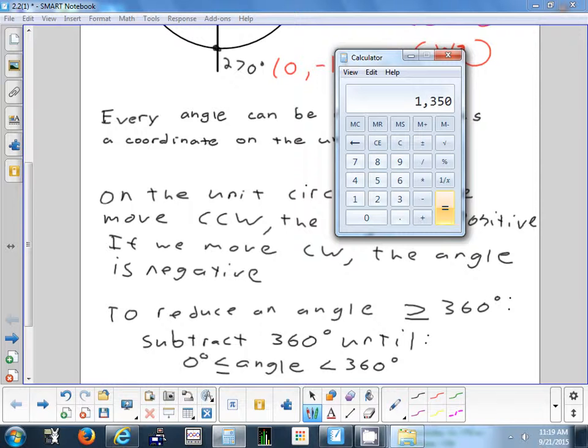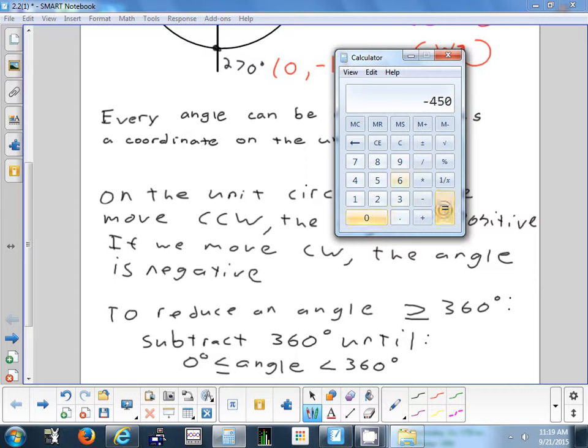Here's another example. If I asked you to draw the angle that's 1,350 degrees, we know we've gone around a few extra times. So what we'll do, just subtract 360 till we finally get it small enough. It's that angle that I just showed you. It's exactly the same as 270.